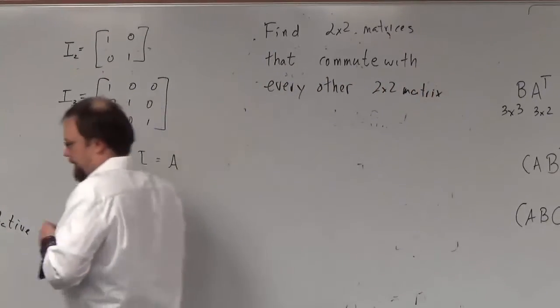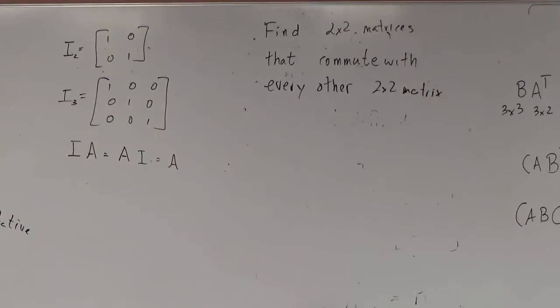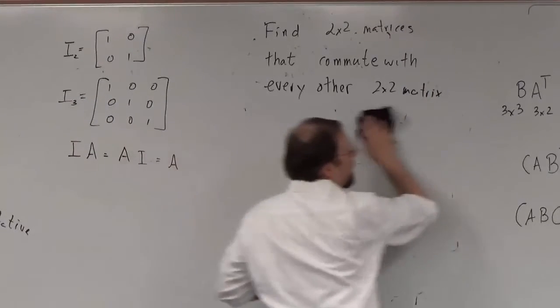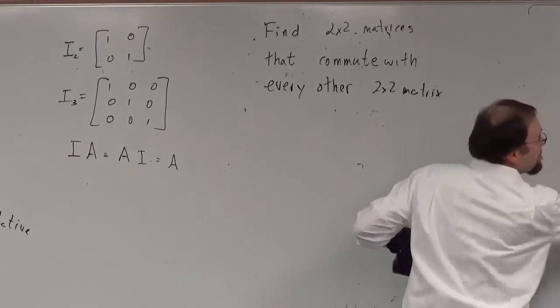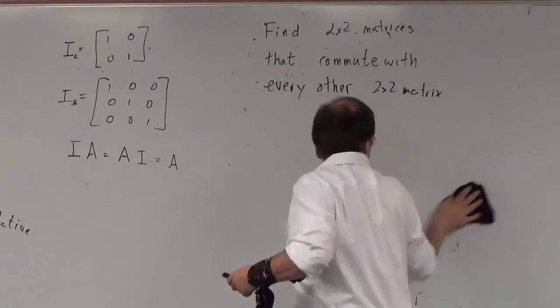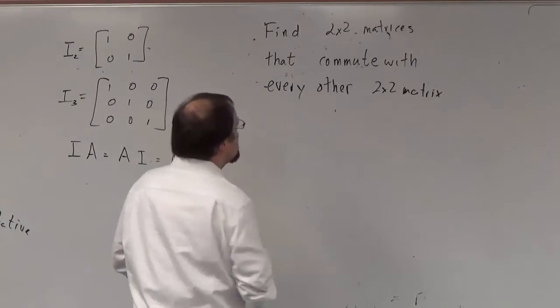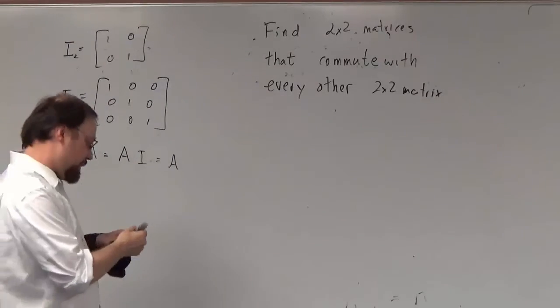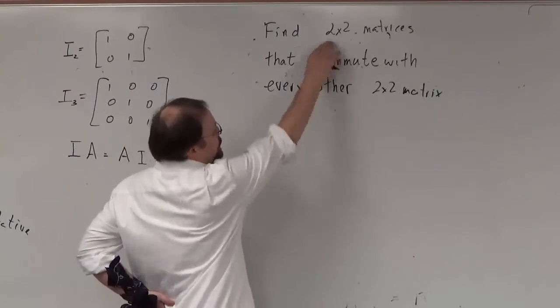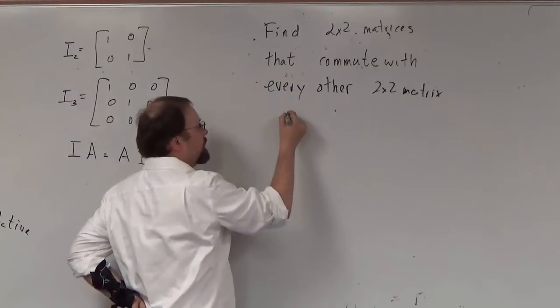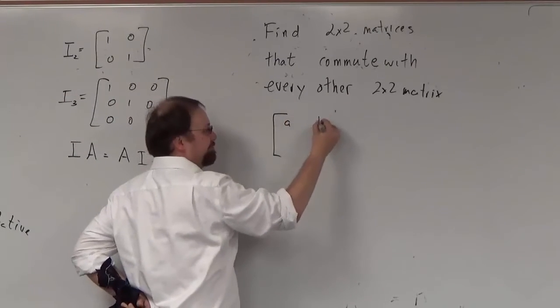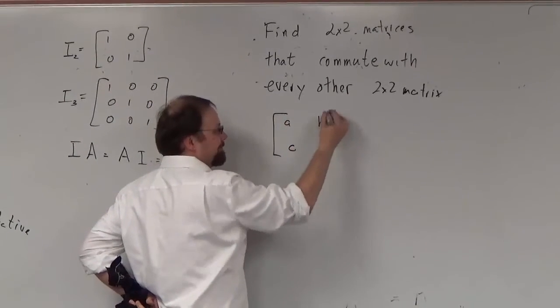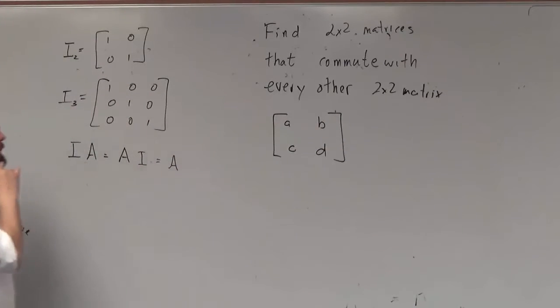How would we try to figure this out? It's pretty short. Well, I don't know what the square matrix would be that commutes with every other, but I do know that it would have, well, it's 2x2. Okay. And I want it to commute with every other.